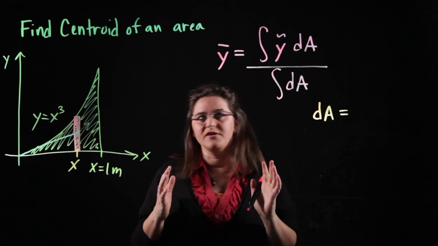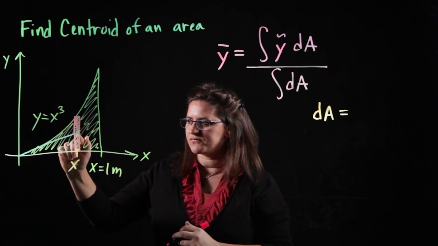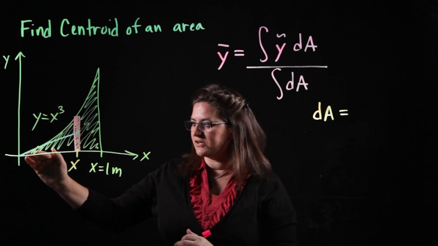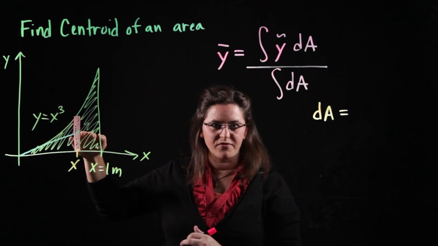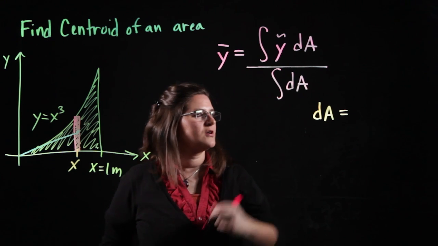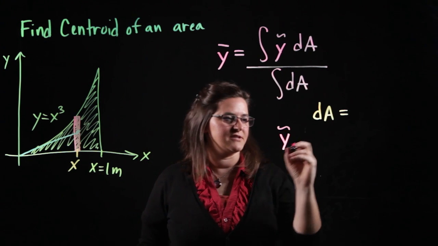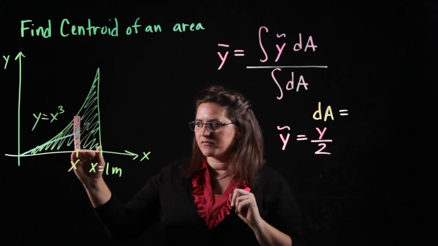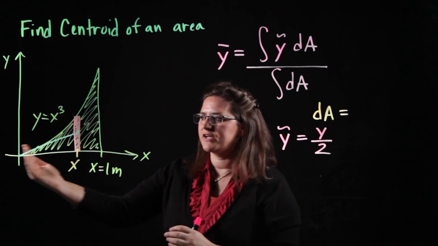So now let's find the centroid in the y direction. Notice that the center of this rectangle, as measured from the origin, goes over and up, but it only goes up half of the way through y. So our y tilde here is already different from the x tilde. It's y over 2. It goes halfway up the rectangle. And it turns out that way because we're integrating in the x direction.